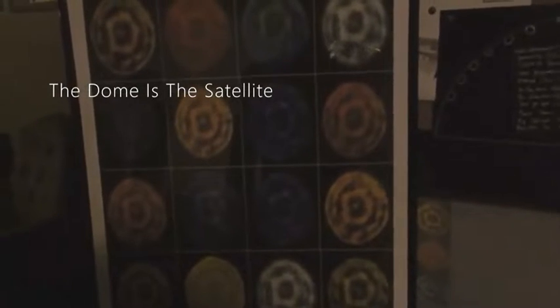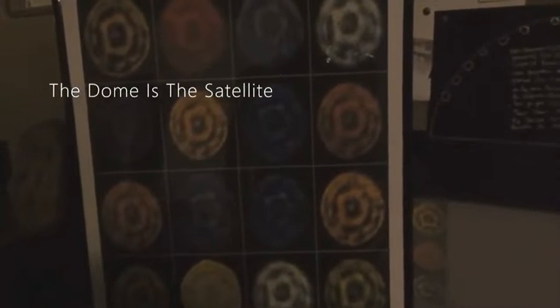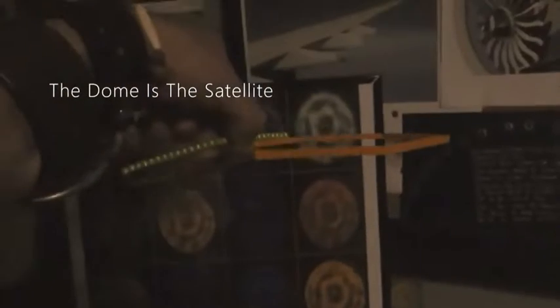So that's just my take on some stuff about the stars and the hexagonal dome and the sections being what we use for our quote-unquote satellites. They just know how to use the dome.